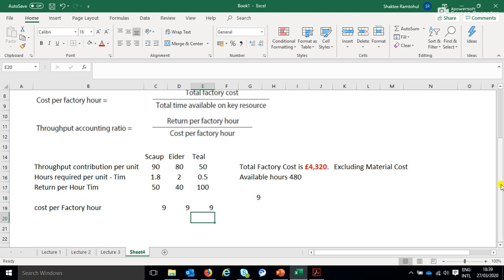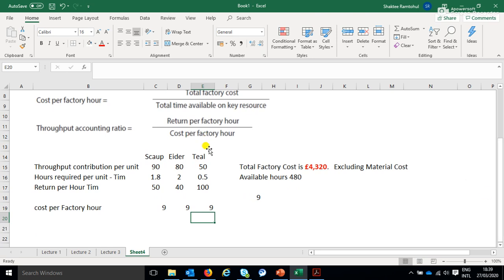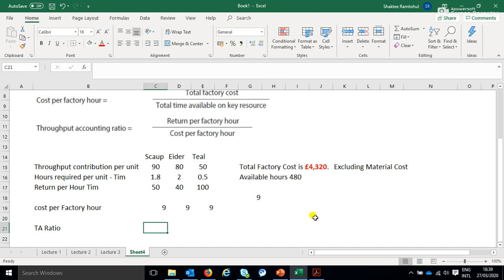Now, if you look at the formula, we want to find out the throughput accounting ratio. For simplicity in writing everything down, I'm going to call it the TA ratio. Hope you can relate to that. So it stands for throughput accounting ratio, and we are told it's the return per factory hour divided by the cost per factory hour. So let's try to calculate that: return divided by the cost per factory hour.